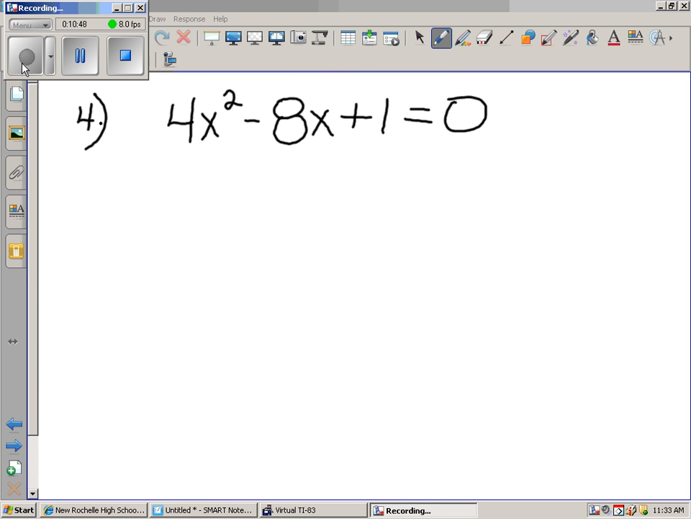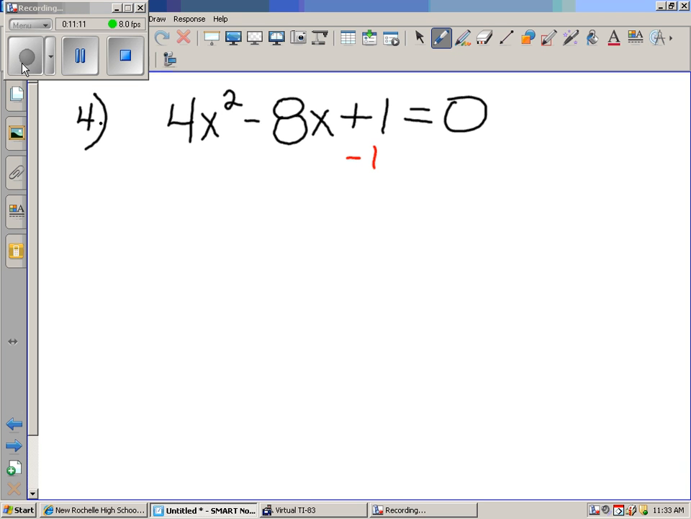Hold on. Problem number 4, rounding out the day. We have 4x squared minus 8x plus 1 equals 0. First, it doesn't really matter if we subtract 1 over or if you divide by 4. That doesn't make a difference as long as you know the steps you have to take to solve it. So, what do you want to do first?